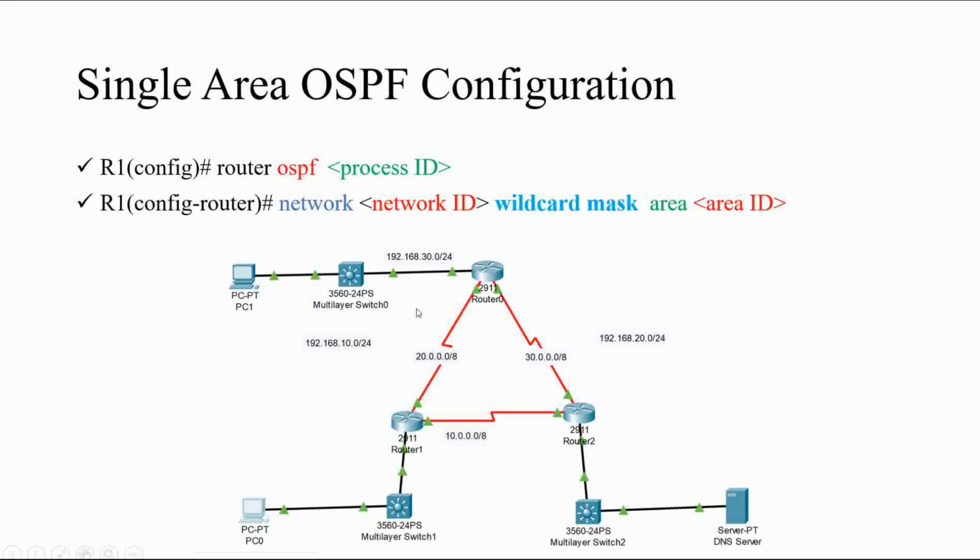As we have in this topology, we have this class C network and we have class A networks here also, and we have these class C networks. We can configure this topology with the single area. We have to use network, then network ID, and also in the case of this one we have to use 192.168.30.0 and also the wildcard mask of our IP address.